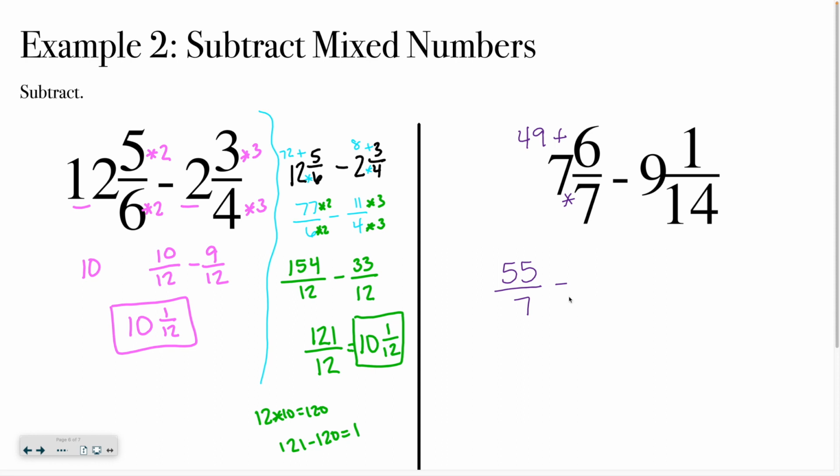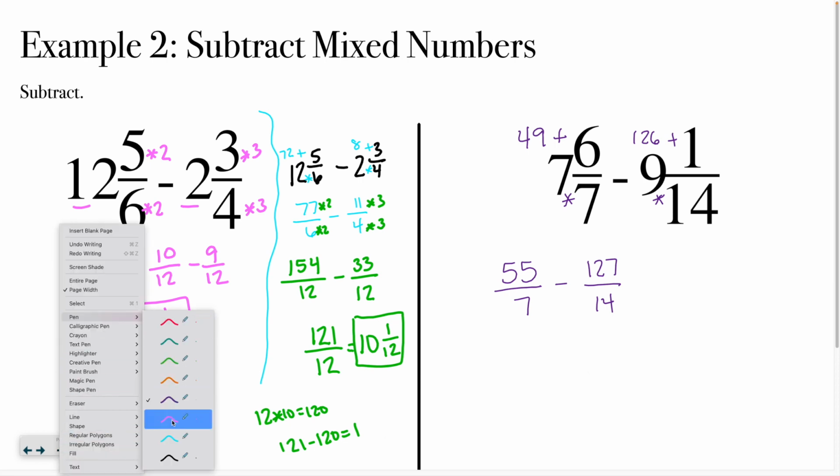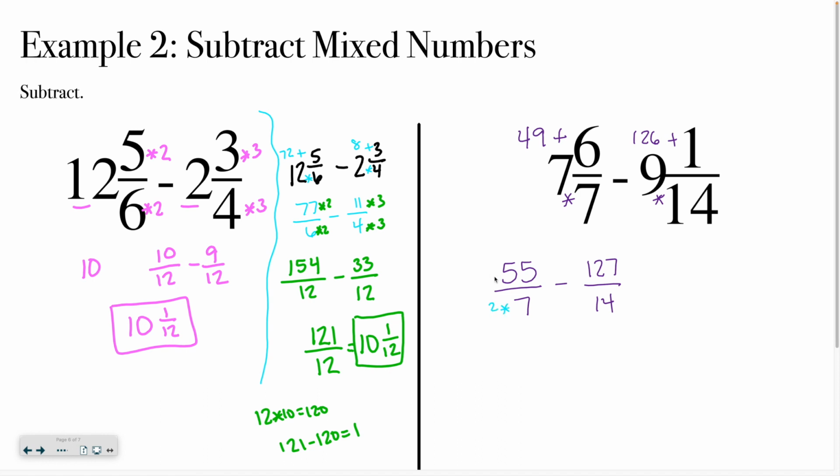minus, and then 9 times 14 is 126. So 126 plus 1 is 127/14. My next step is to multiply the first fraction by 2 in order to get a common denominator. So I have 110 over 14 minus 127 over 14. Now when I look at this, I see, okay, I have small minus big, so I know my answer is going to be negative. And then 127 minus 110 is going to be 17 over 14.